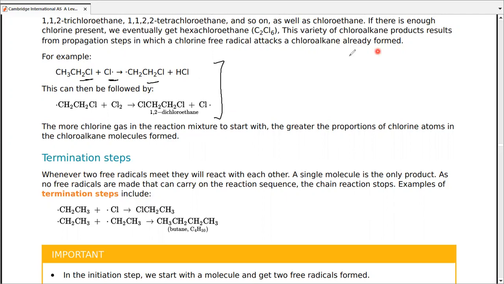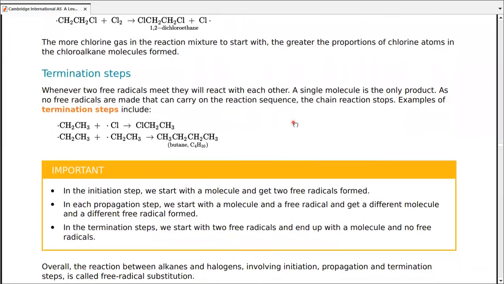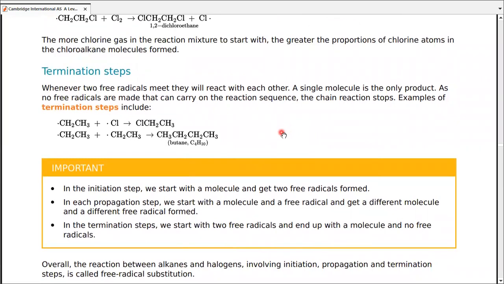Okay, moving on, termination steps. Now, when two free radicals meet, they will react with one another, and a single molecule is the only product. Now, this gives you a very good idea.